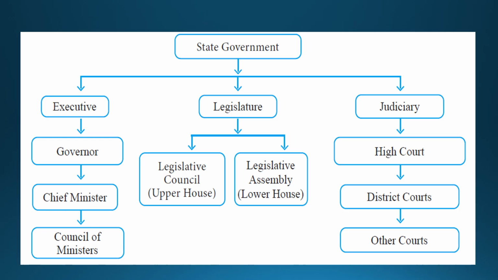This is a screenshot for the structure of state government. Executive, legislature, judiciary. In executive, governor, chief minister, council of ministers. In legislature, there are 2 types: legislative council, upper house; legislative assembly, lower house. In judiciary, high court, district courts, and other courts.